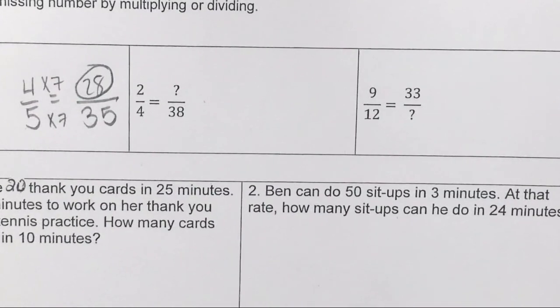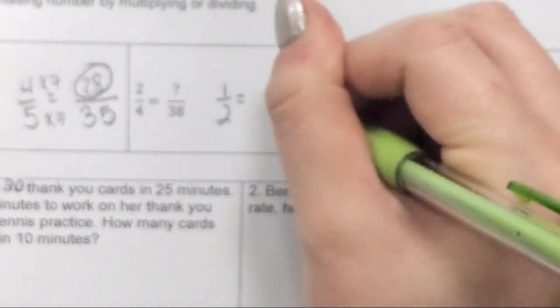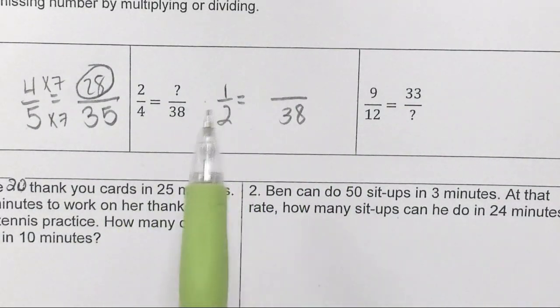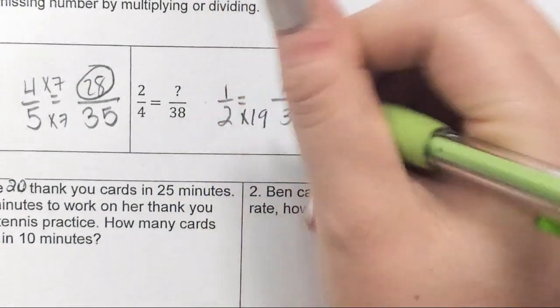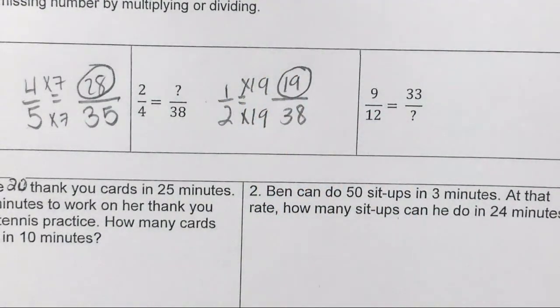Alright, question number 2. We're looking for 2/4 equals something over 38. Well, 2/4 is equal to 1/2. Now we've got to figure out a number to put at the top here. So we ask ourselves, 2 times what makes 38? And 2 times 19 makes 38. So 1 times 19 is 19. So all we're doing is making an equivalent fraction.